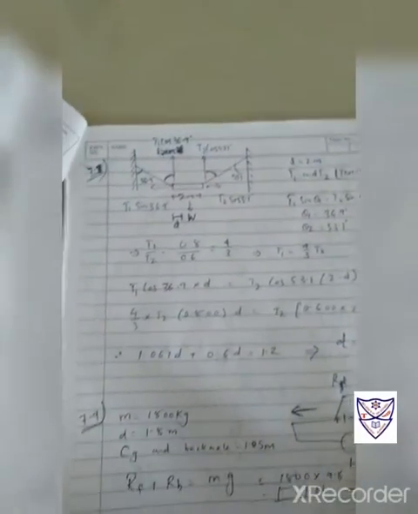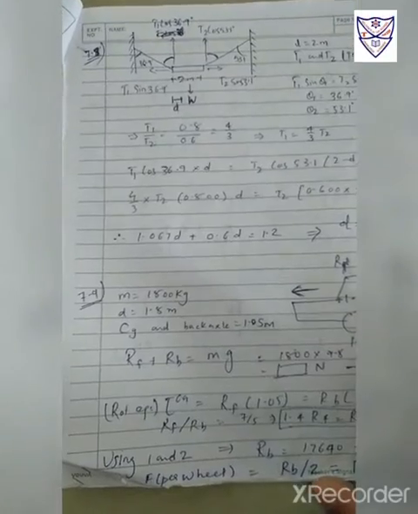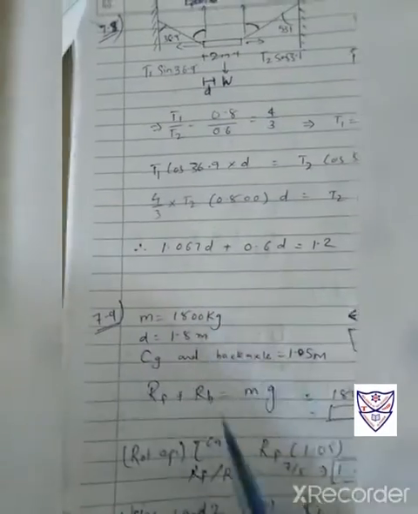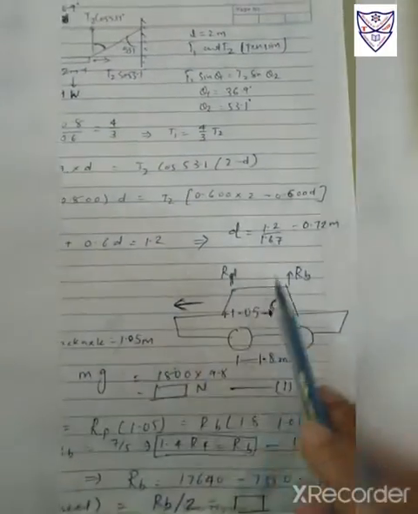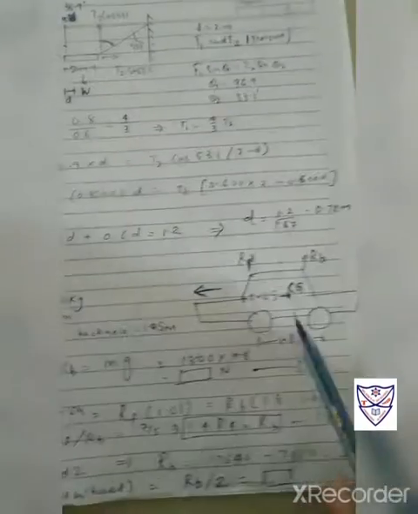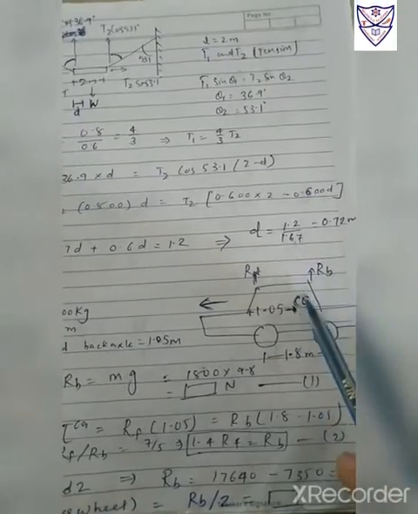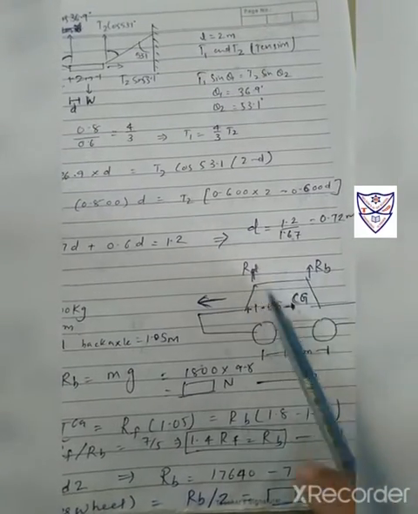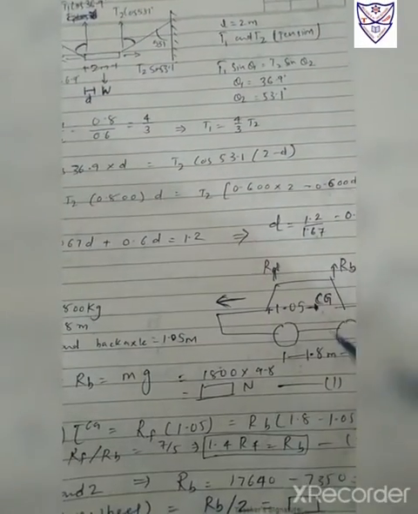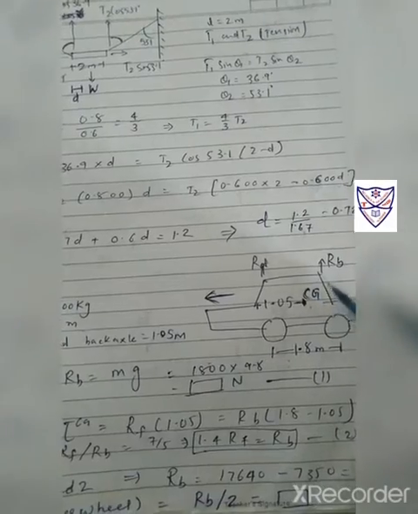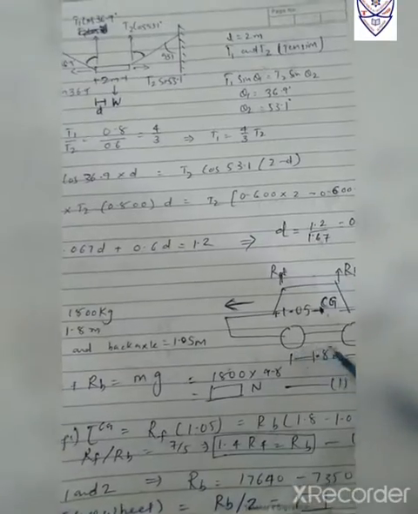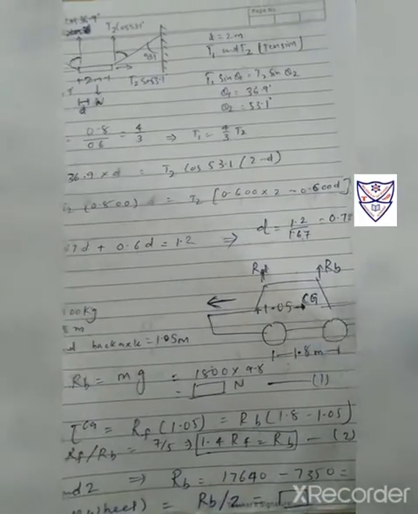Now again I want you to read the question of 7.9 by pausing the video and come back here. According to that, they have given the mass of a car as 1800. D is the distance between two wheels. RF and RB are the forces created because of that rotation. The center of gravity is at this point, and the back axle distance is 1.5 meters.